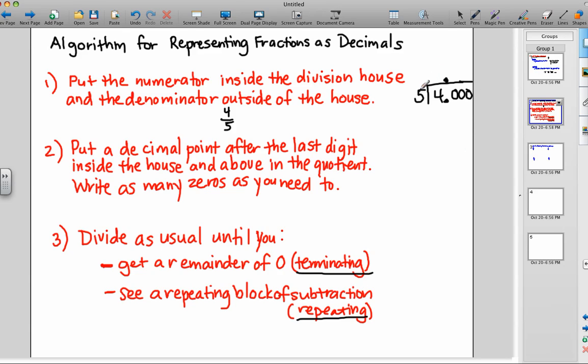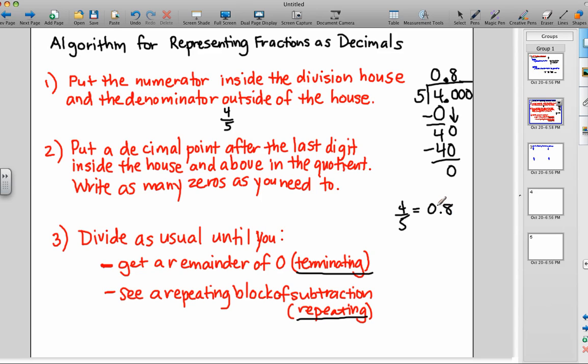Alright, let's divide as usual. 5 goes into 4, 0 times. 0 times 5 is 0. 4 minus 0, 4. Pull down the 0. 5 goes into 40, 8 times. 8 times 5 is 40. 40 subtract 40, 0. I got a remainder of 0, I can stop. This is what kind of decimal? A terminating decimal. So 4/5 is equal to 0.8.